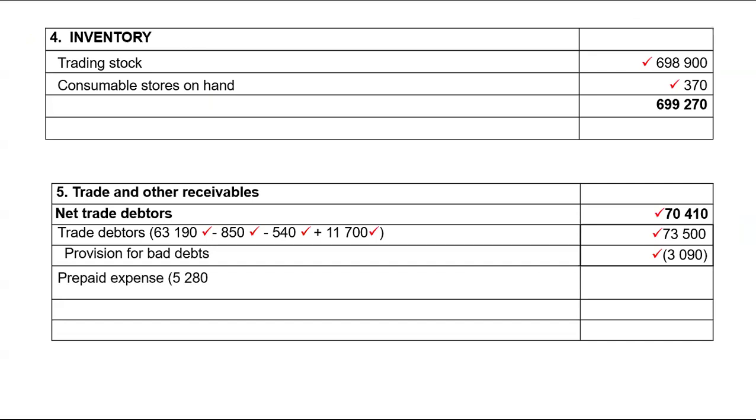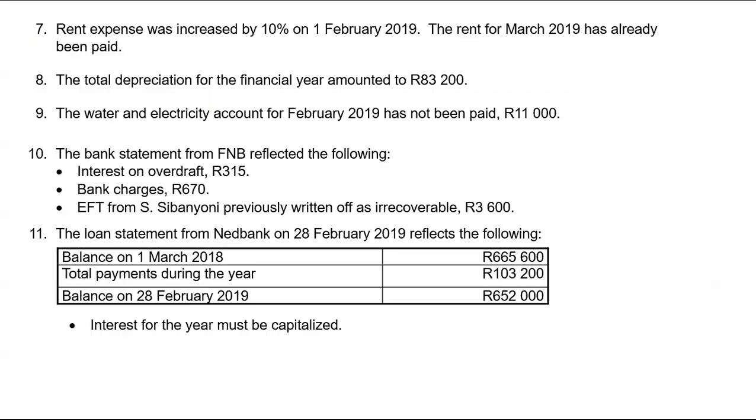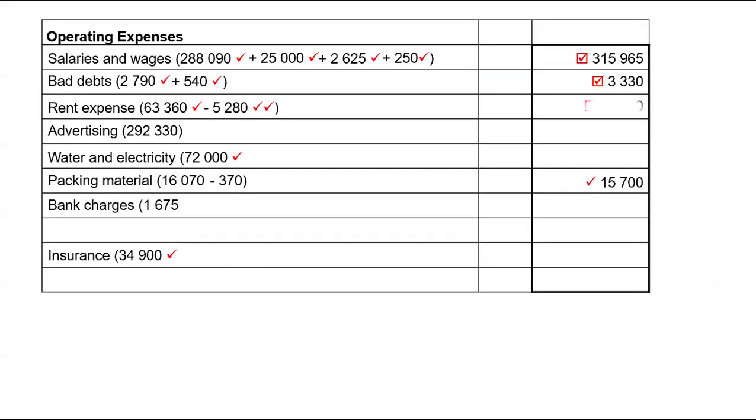Let's move on. The total depreciation for the year amounted to 83,200. For us to record this, I will record it in the statement of profit or loss as depreciation under operating expenses and then take it to the tangible asset note.